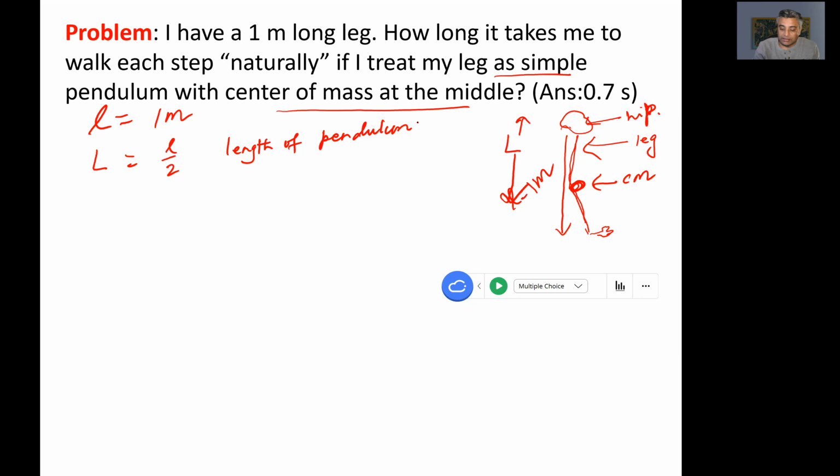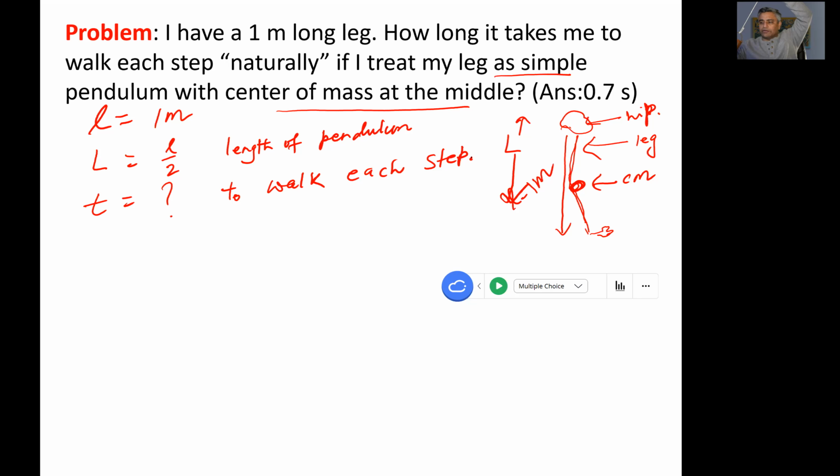So that means the length is going to be L over 2. Now it says, how long does it take for me to walk each step? So let's say that time is what? To walk each step. So when we are walking one step, what does one step mean in terms of the period of the pendulum? So our leg, one step means what?